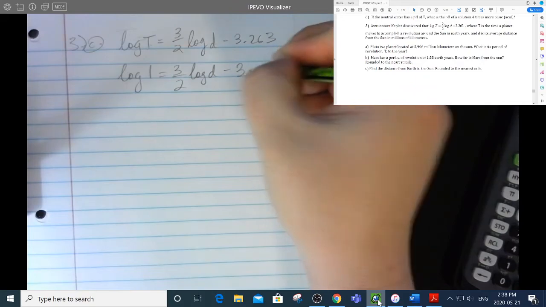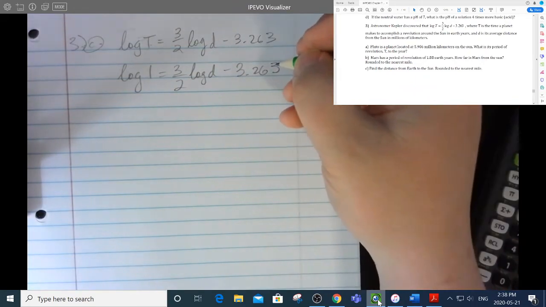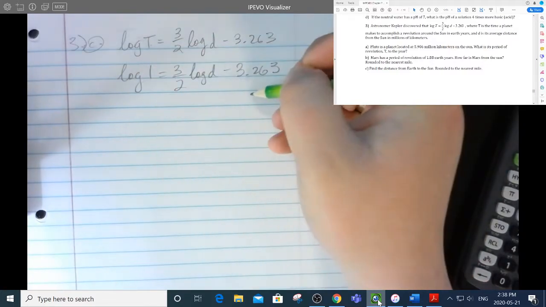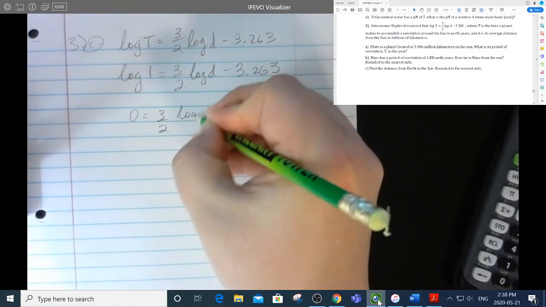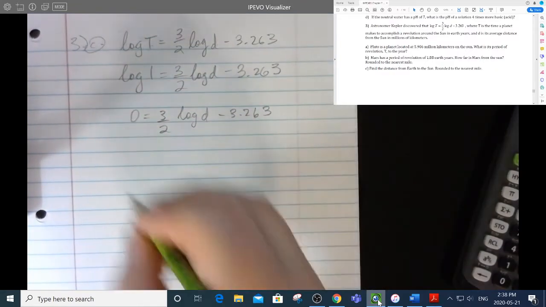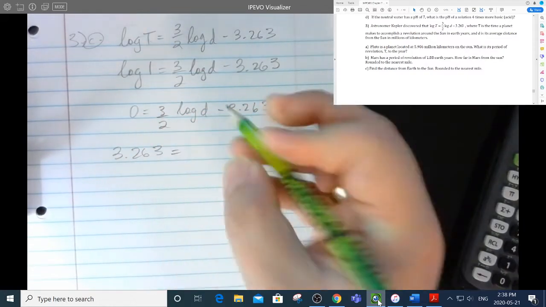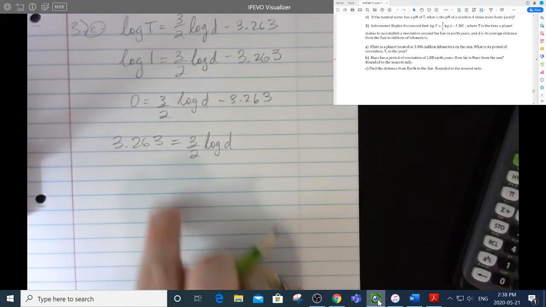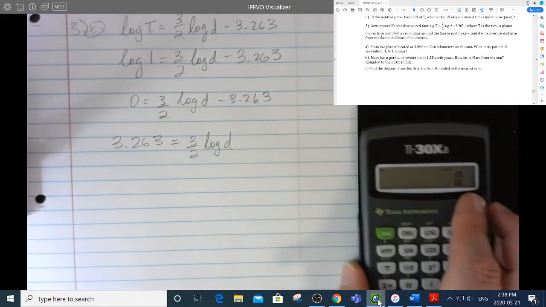The people who are stuck on this now, I can almost hear them through the internet going, oh! Of course, that totally makes sense when you get it explained to you, right? So this you can do in your head. 10 to the power of what makes 1? The log of 1 is 0. So I'm going to add 3.263 to both sides, and that is equal to 3/2 log of d. And then I'm going to times by 2 and divide by 3, or times by 2/3, so I'm going to take my calculator and figure that out.